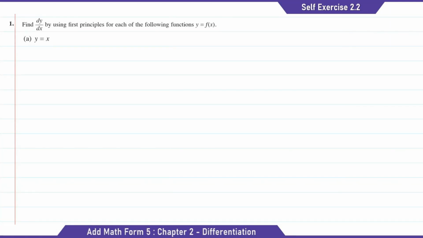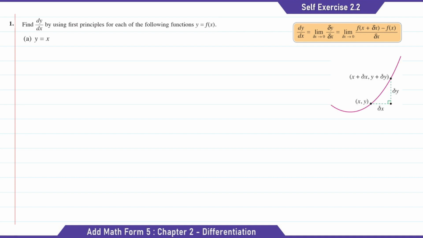Self-exercise 2.2, question number 1. Find dy/dx by using first principle for each of the following functions y equal to f of x. Question A, y equal to x. So always refer to this as your guidance when doing the first principle.